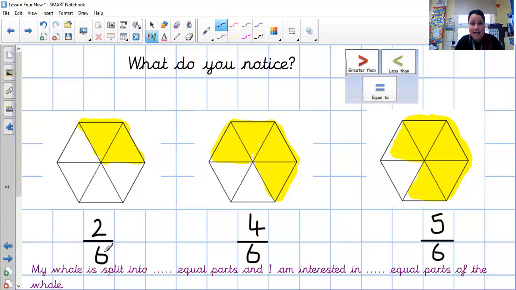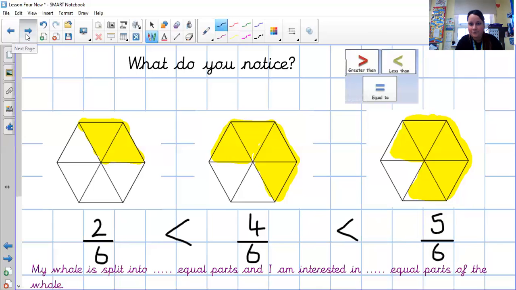2/6 is less than 4/6. Okay, so 2/6 is less than 4/6. So I'm going to use the less than sign there. 4/6 is less than 5/6. And I can clearly see that on my model. So again, I'm going to use the less than sign to show that. So we can see that 2/6 is less than 4/6 and 4/6 is less than 5/6. Or we could read it the other way. So 5/6 is our greatest fraction, followed by 4/6 and then 2/6.